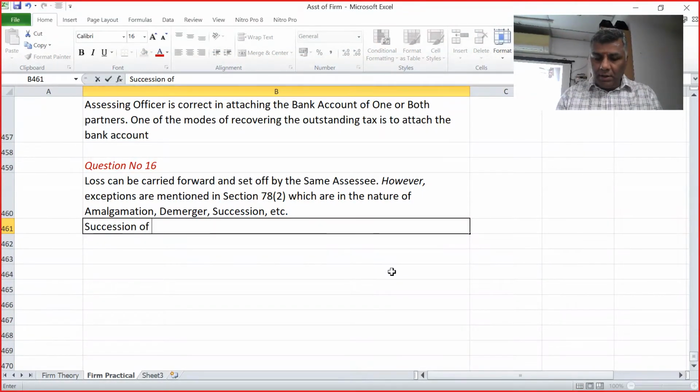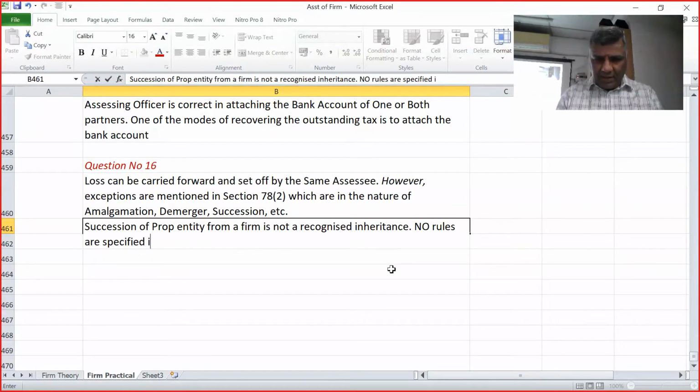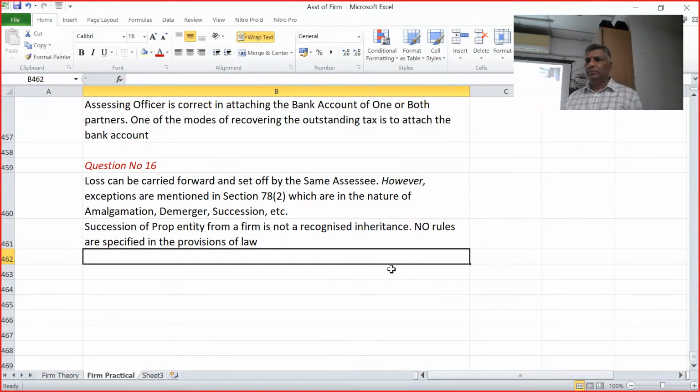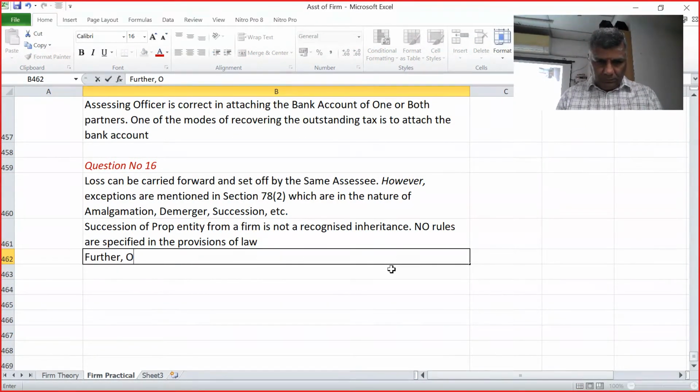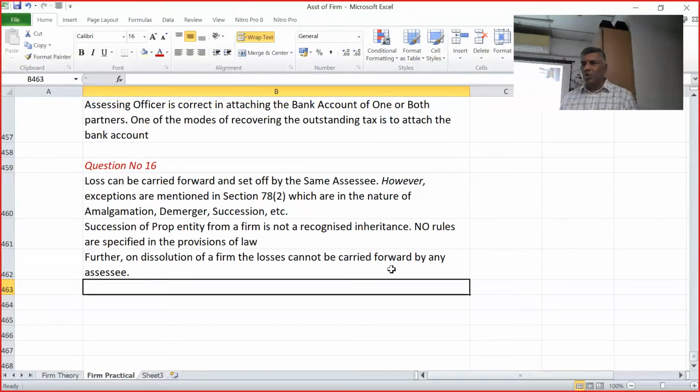Succession of proprietary entity from a firm is not a recognized inheritance. No rules are specified in the provisions of law. Further, on dissolution of a firm, the losses are completely lost. This is not a succession, it's a dissolution of the firm.